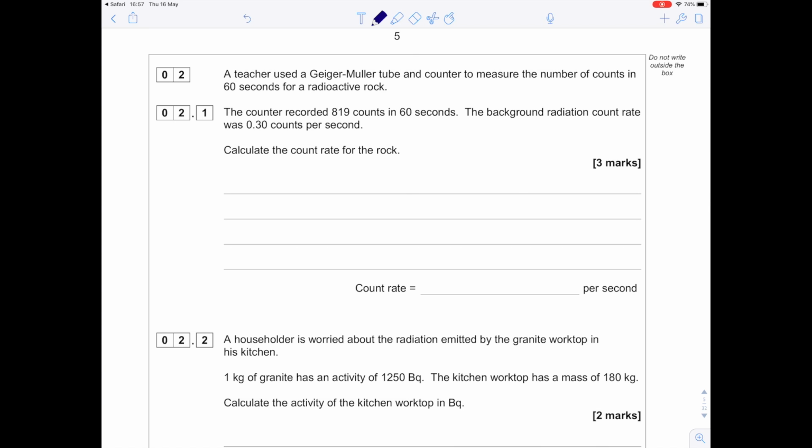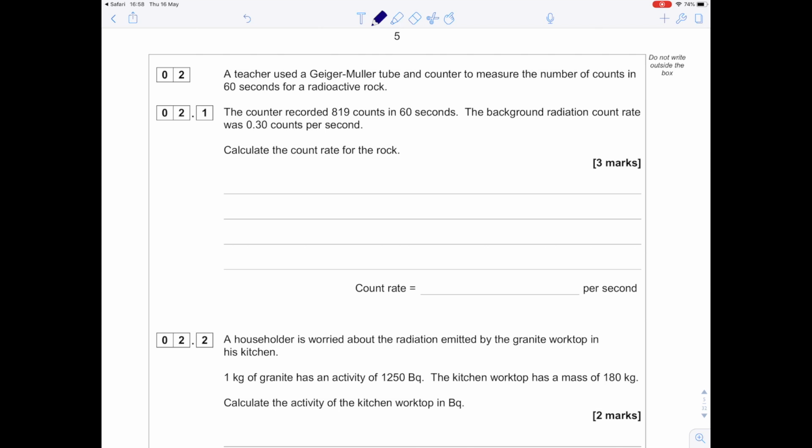A teacher used a Geiger-Müller tube and counter to measure the number of counts in 60 seconds for a radioactive rock. The counter recorded 819 counts in 60 seconds. The background radiation count rate was 0.3 counts per second. Calculate the count rate for the rock.